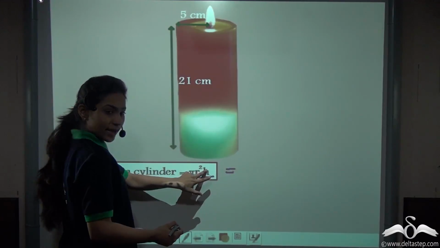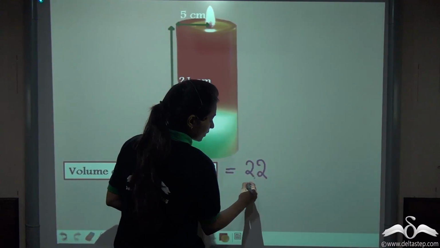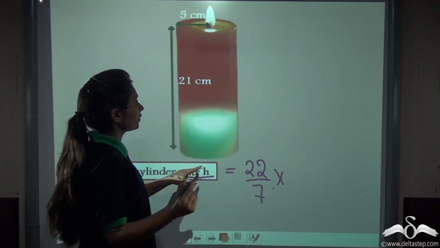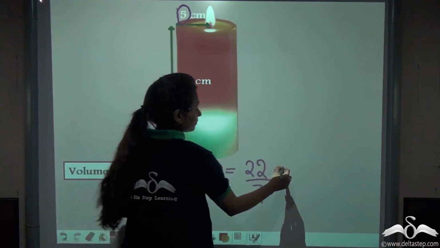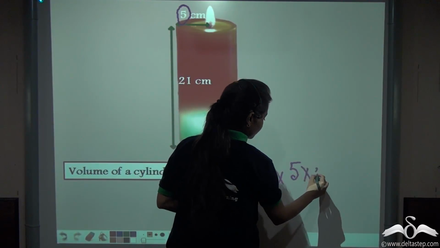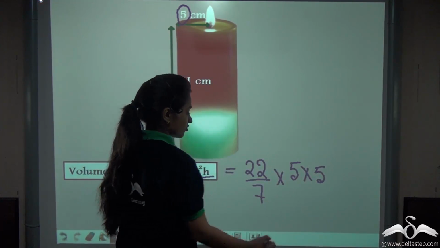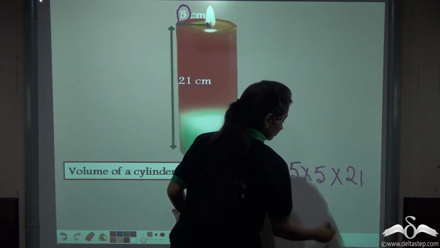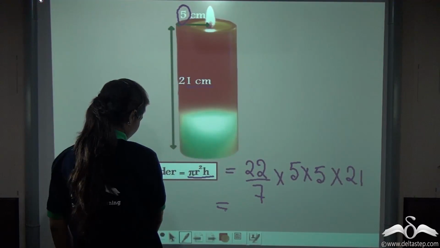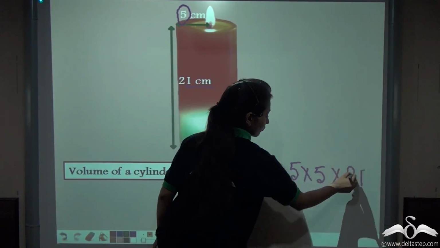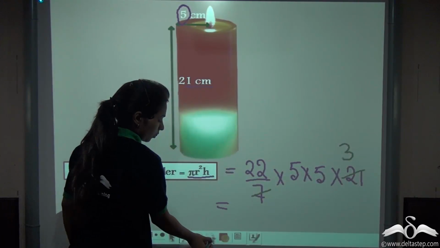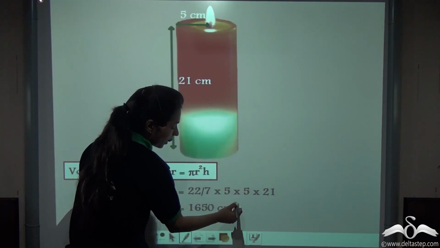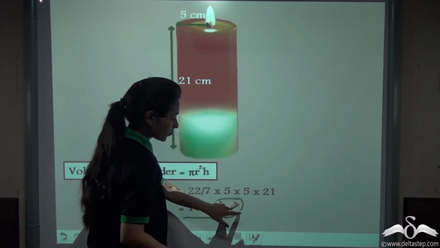This is pi r square h. So pi, that is 22 by 7, into r square. R square means r into r. Here r is 5 centimeter, into h, that is 21 centimeter. We'll get 1650 centimeter cube. Now why have we used the unit cubic centimeter?